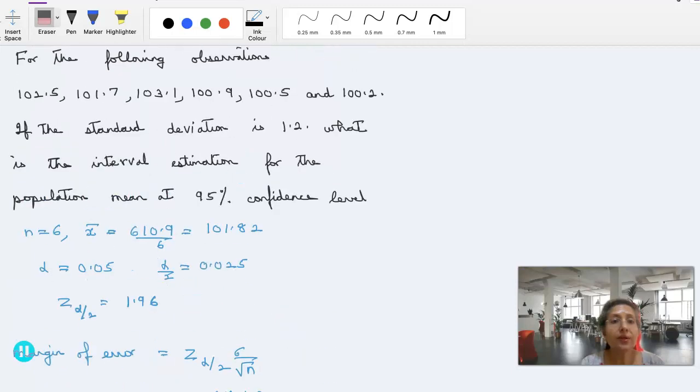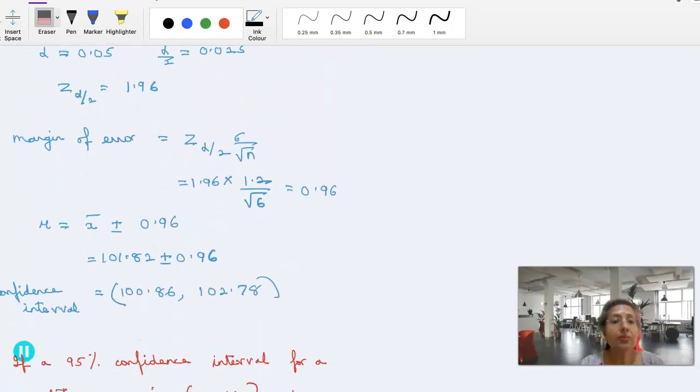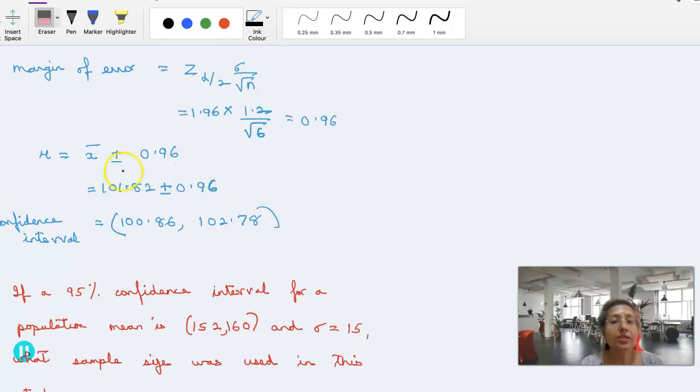And you have to find the interval estimation. The formula is x bar plus or minus margin of error, that is 101.82 plus or minus 0.96. So the interval estimate will be between 100.86 and 102.78.